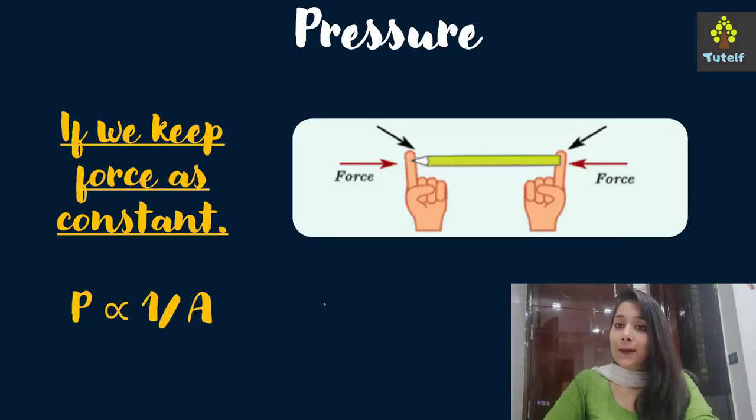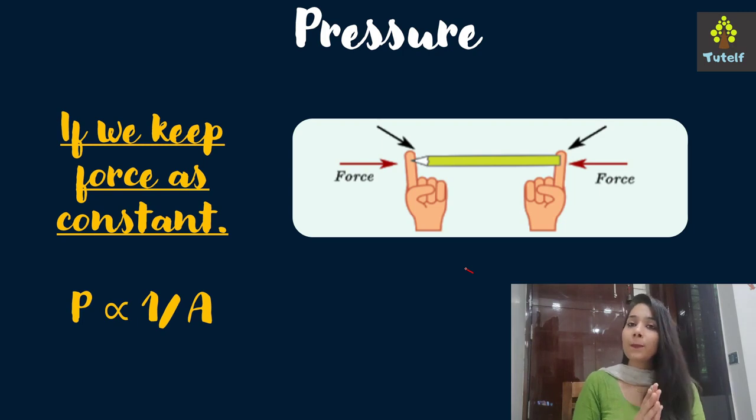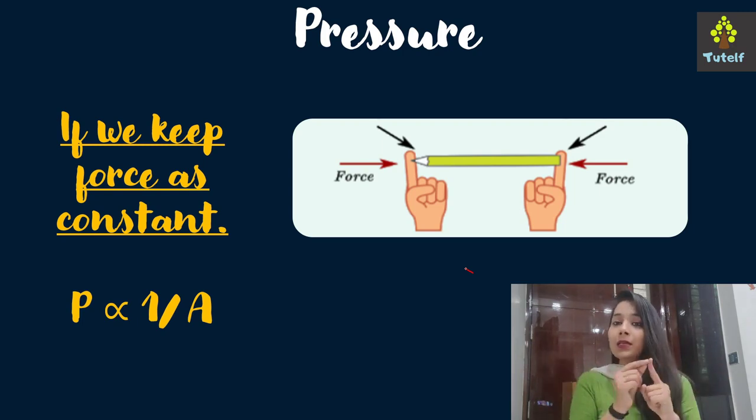Similarly, if the force is kept constant, then pressure is inversely proportional to area. For example, if I take a pen and push it from both the ends, what I'll see is that from the pointed end of the pen, I will get a mark here, but not from the other end. That is because the area at the pointed tip is very much less as compared to the other end. And so if the area is less, the pressure applied would be more. And that is the reason why I get a prick mark here, right?